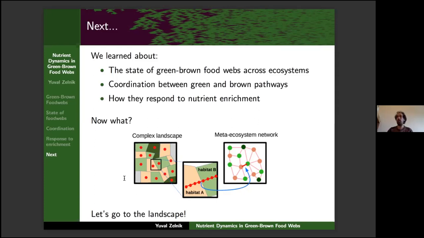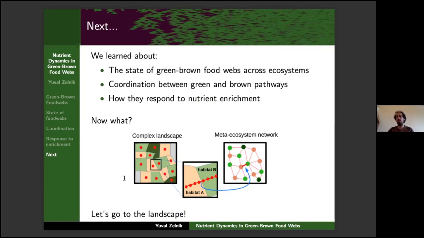And finally, how do these green-brown food webs respond to nutrient enrichment? In particular, there are some interesting differences between how the system responds to inorganic nutrient enrichment versus organic enrichment. And so for me, at least, one question is, well, what do I do now? Where do I take this stuff from here?